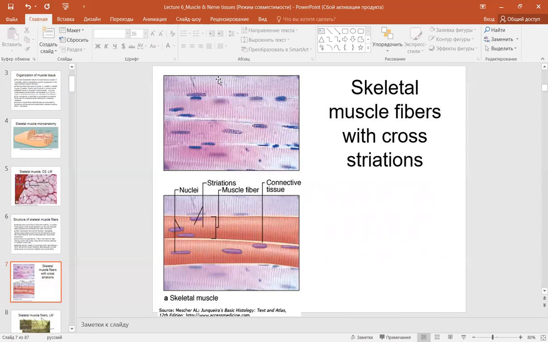Here you have the skeletal muscle fibers with cross striations. Here you have the striations of dark and light staining. Nuclei beneath the sarcolemma at the periphery of the sarcoplasm. Here you have connective tissue endomysium. And this is a particular muscle fiber, the structural and functional unit of the skeletal muscle.